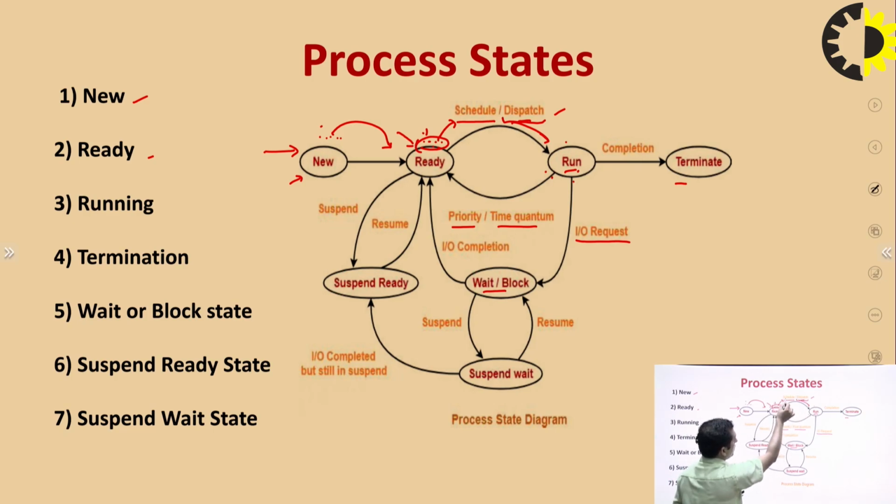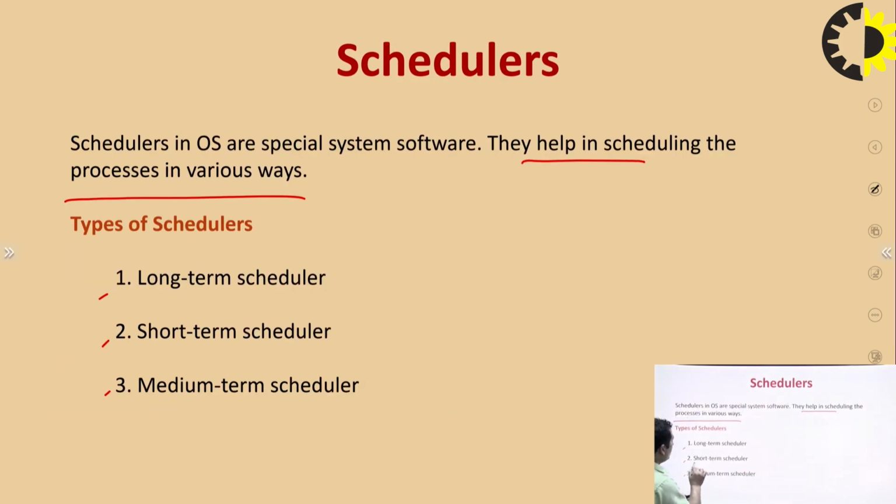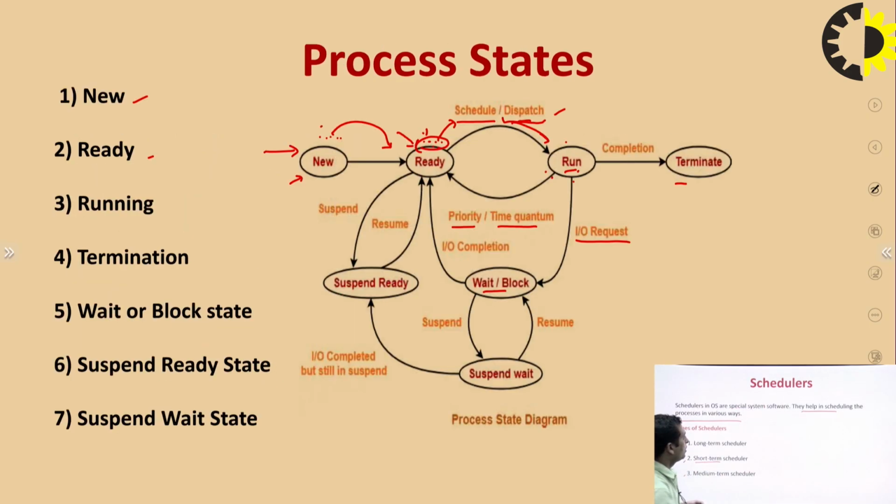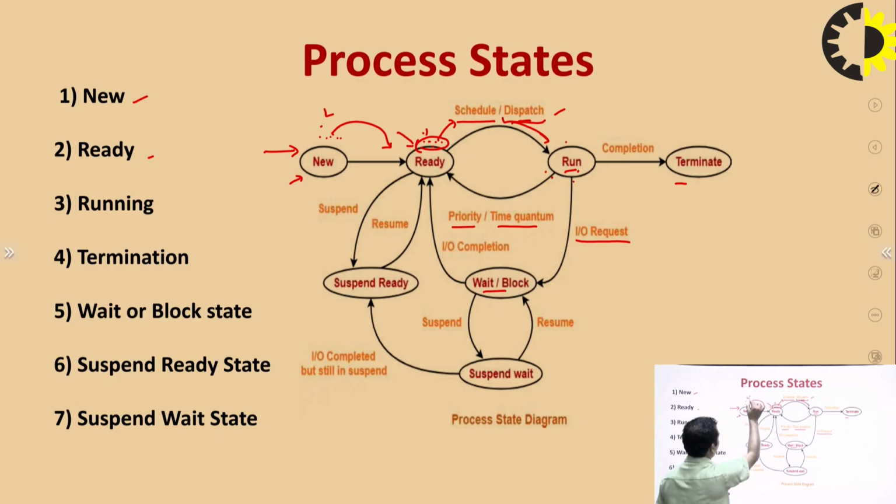This chosen work is done by a scheduler known as the short term scheduler, and this is known as the long term scheduler. The long term scheduler is also known as the job scheduler, and the short term scheduler is also known as the CPU scheduler.